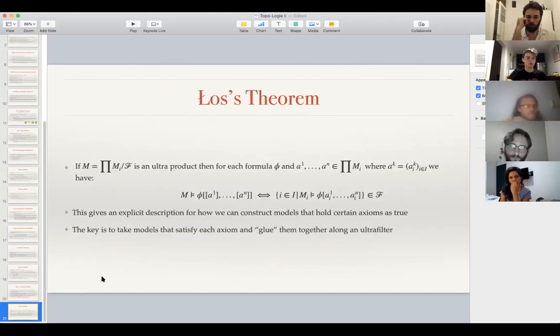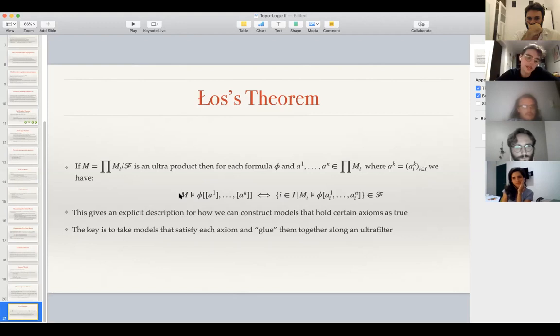Mm-hmm. And finally, I just wanted to add, this is the big theorem. This is Łoś's theorem. So this is what actually gives you model theoretic forcing. It gives you conditions for how you can do it. So I have this ultraproduct, which we just constructed. Then for every formula phi and alpha 1 to alpha n in the product, each one of them is going to break down into a product. Remember, in the product we're taking, these are really the equivalence classes, each one of these with the little brackets.